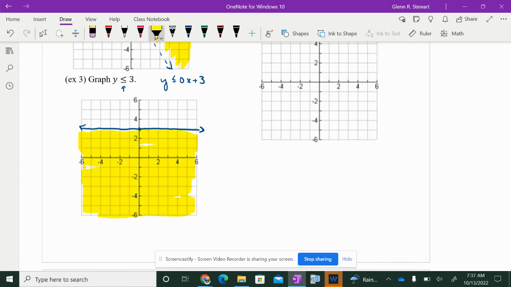And again, if you need to, put in a test point. Is 0 less than or equal to 3? It is. And 0 is right here. So we would shade on that side.